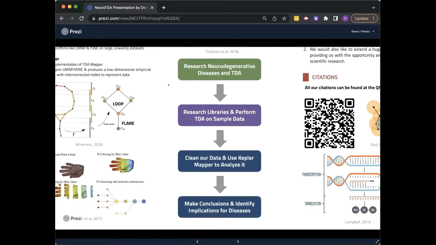So far, we've researched neurodegenerative diseases such as Alzheimer's and Parkinson's, and we researched the basics of TDA. Now we're researching libraries to apply TDA, and we're going to perform TDA on sample data. Afterwards, we'll clean up the data we have from the genes responsible for the neurodegenerative diseases we're using. We use Kepler Mapper, which is a Python library, to analyze our data using TDA. Then we'll probably draw conclusions from the maps we made and identify those implications.